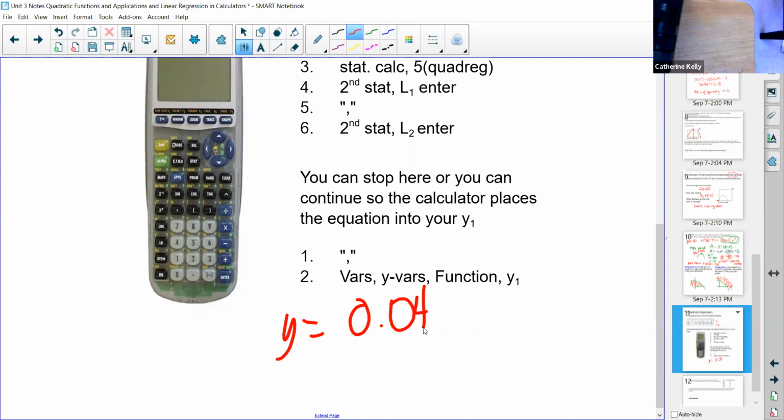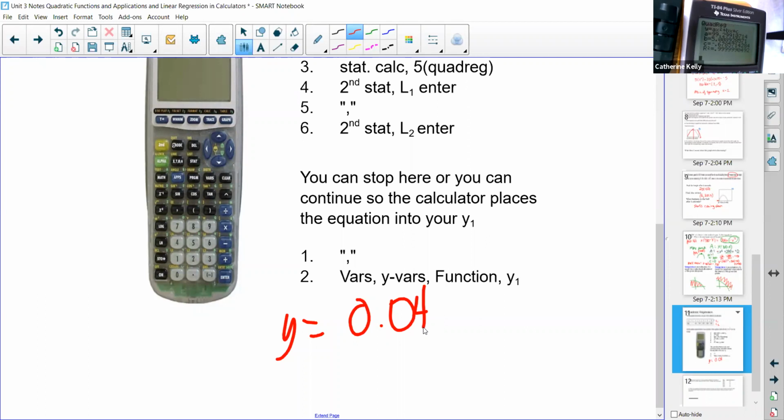Wait a minute, I got the wrong one. Second quit. Second quit. Oh, I put quart reg instead of quad reg. So I'm going to do that again. So I'm going to go to stat, and I want it to calculate a quad reg, number 5.